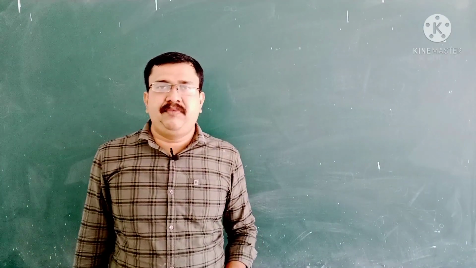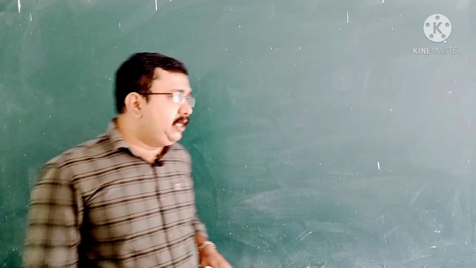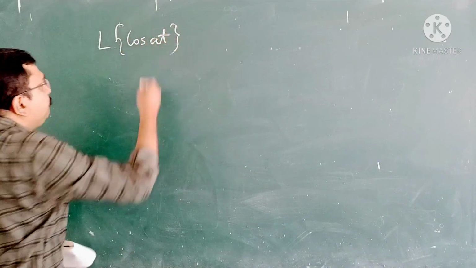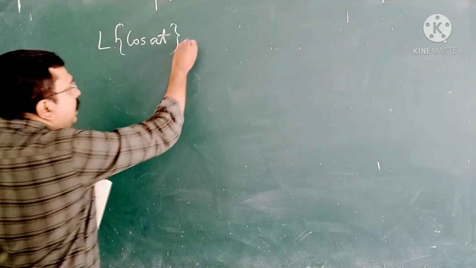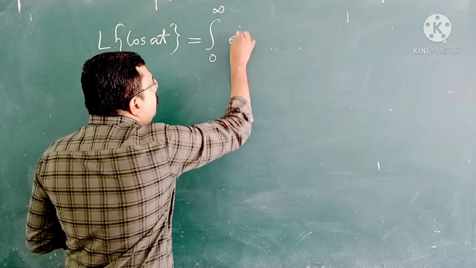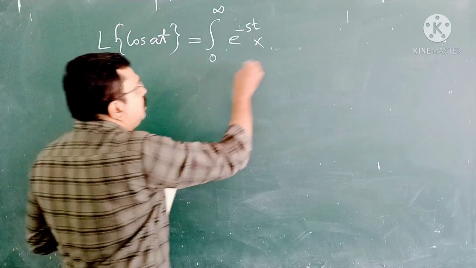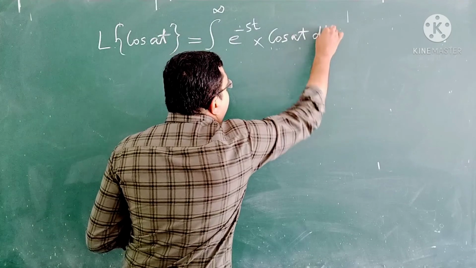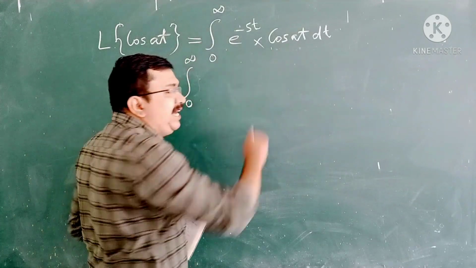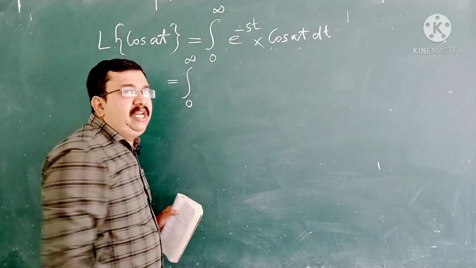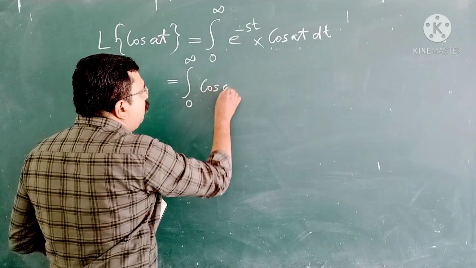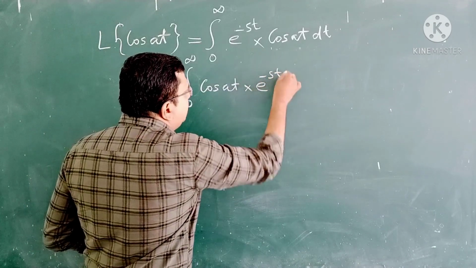Our second question is to find the Laplace transform for cos at. That is, we want to find L of cos at, which is equal to the integral from 0 to infinity of e raised to minus st into cos at dt. Take cos at as our first function and e raised to minus st as our second function. Therefore, the integral from 0 to infinity of cos at into e raised to minus st dt.